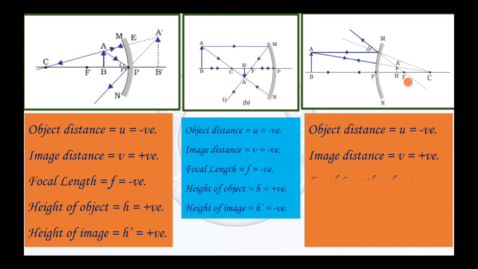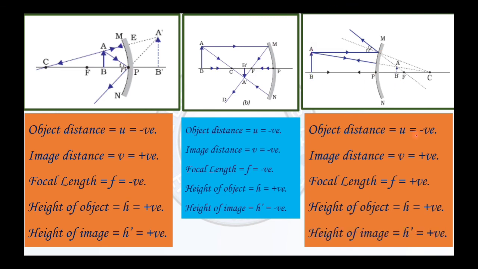Focal length, positive. You can see here focal length is negative. Why? On the left side. Here also focal length is negative. Why? On the left side of the mirror. But here focal length is positive. Why? It is on the right side of the mirror. Alright. Height of the object positive above the principal axis. Height of the image is also positive above the principal axis.